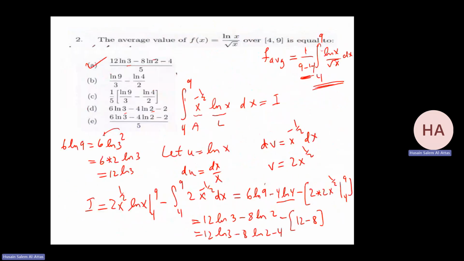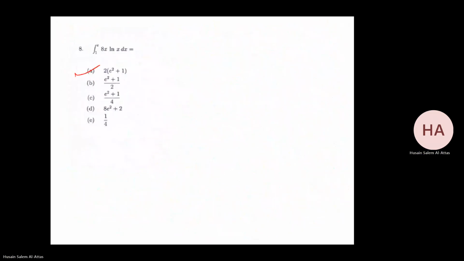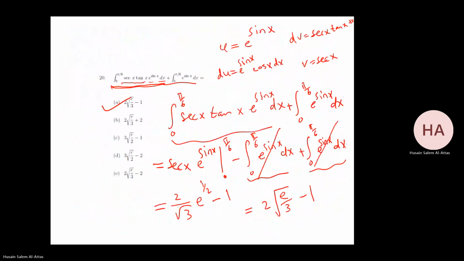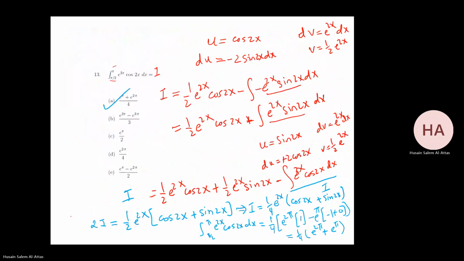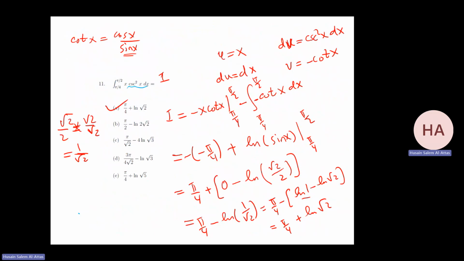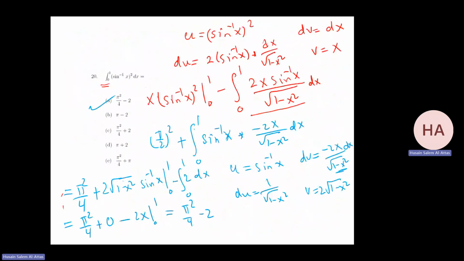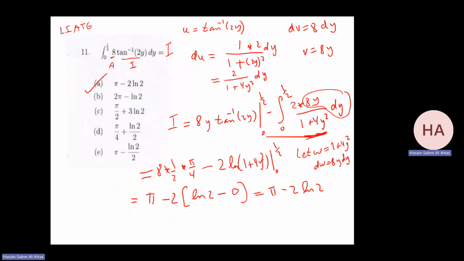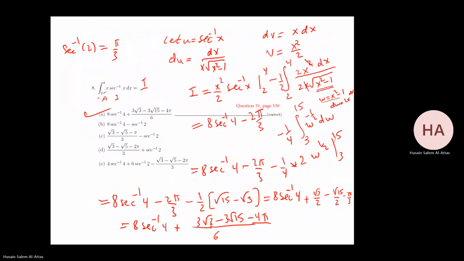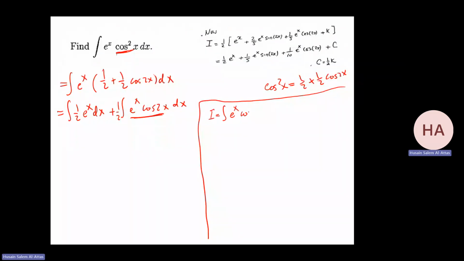e to the power x cosine 2x. Not e^x, e^(2x)... yeah, it's not difficult, but it will take time. You need to put I and then return it to the I. Let me do it here. So I will be the integral of e to the power x cosine 2x dx.